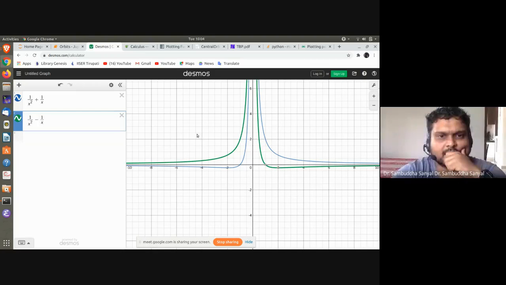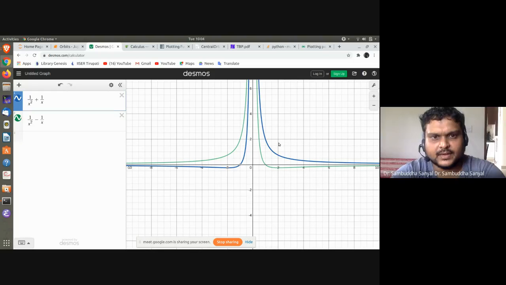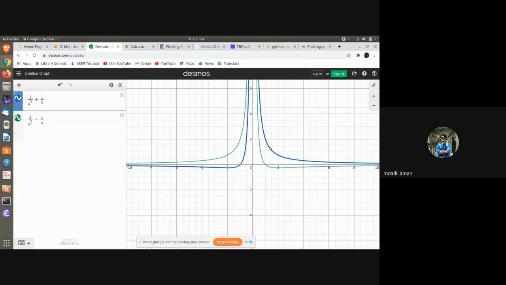Which one is what? So can you see it here? Yes. The blue line you can see here. I have written the equation out here too. Blue is 1 by x square plus 1 by x. This is the blue one.